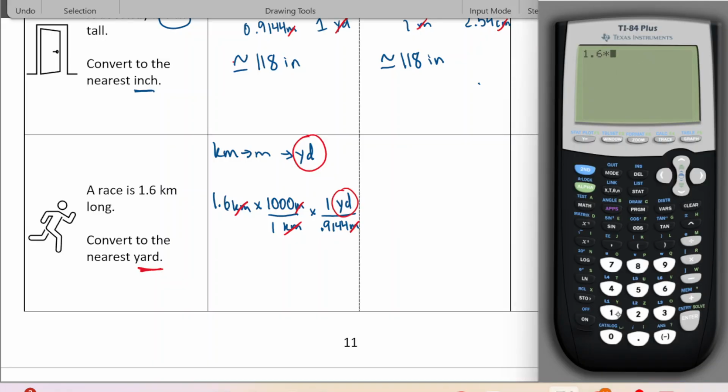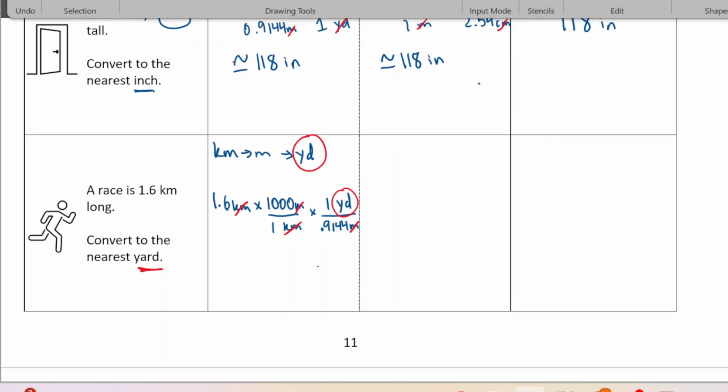I want yards. Okay, so in our calculator, we would type in 1.6 times 1,000 divided by 1 times 1 divided by 0.9144. You get about 1749.78. Says nearest yard, so we want to round that to the nearest whole number. So 1749 bumps up because it's next to a 7 to 1750. So 1,750 yards.